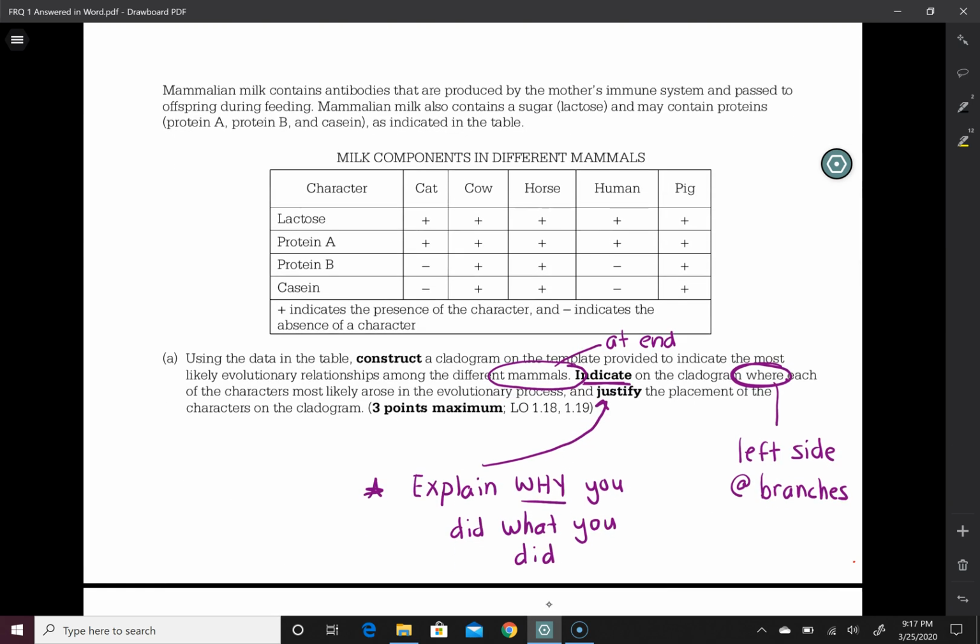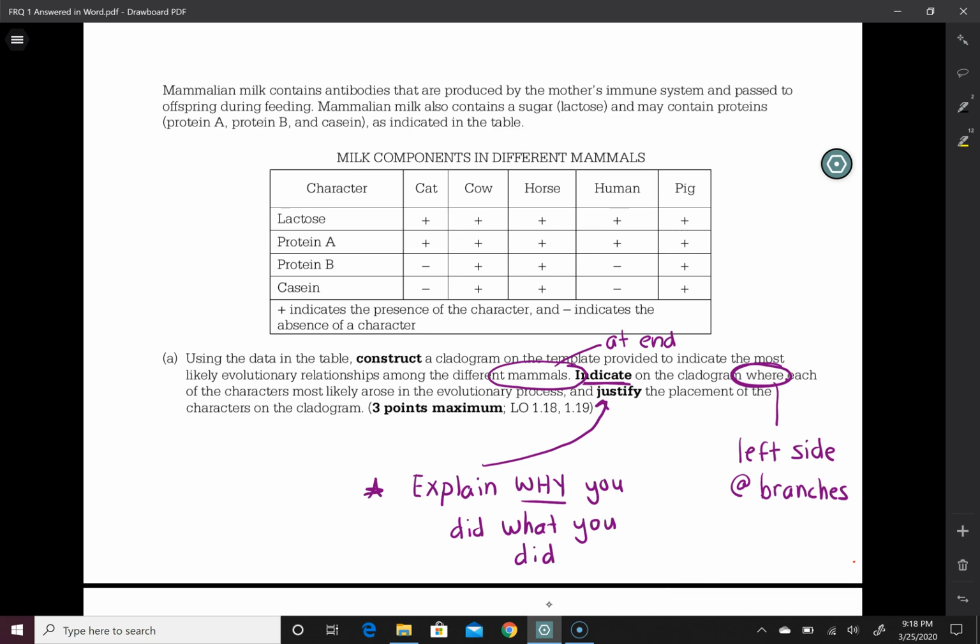In this case, it says mammalian milk contains antibodies. Now, again, you didn't do the immune system, but it doesn't matter. What an antibody is, it will help fight a foreign antigen. And in the case of breast milk, some of these antibodies can be passed down. So you may have remembered that from Ellie. So what we have here are 4 things: lactose, protein A, protein B, and casein.